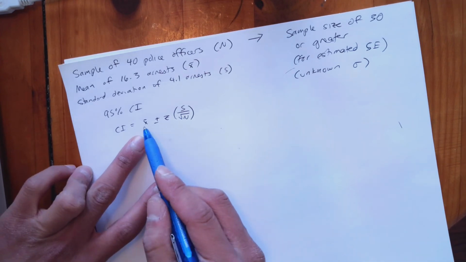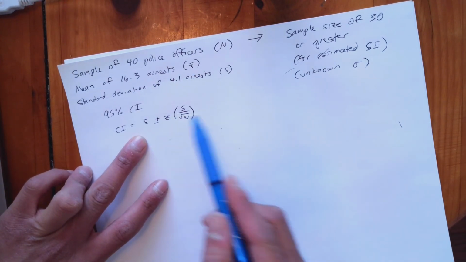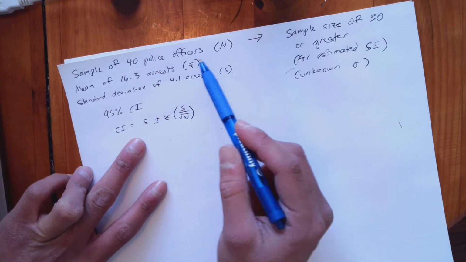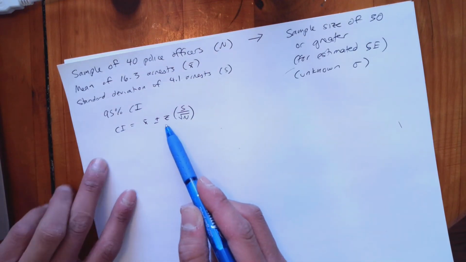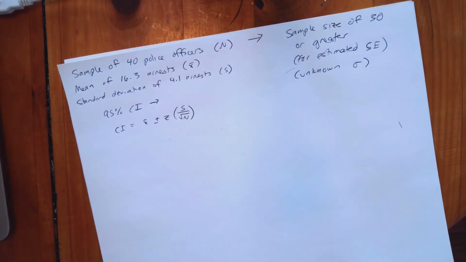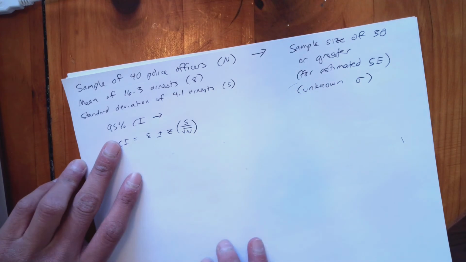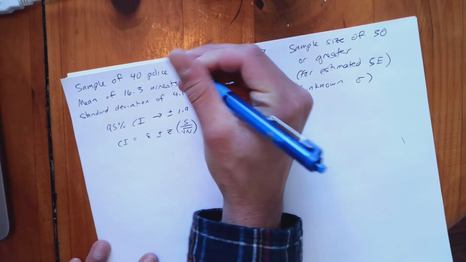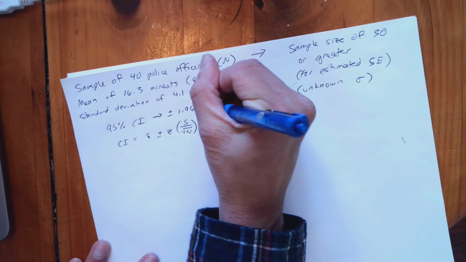We have our mean, which is 16.3 arrests. We have our sample standard deviation, which is 4.1 arrests. We have our sample size, which is 40. And the last thing we need here is our critical value of z. The critical value of z, as you'll recall, is totally based on what the confidence level is. And you can check the table that's in the slides. You can check the notes. But when you have a confidence level of 95%, you have a critical value of z of plus or minus 1.96.